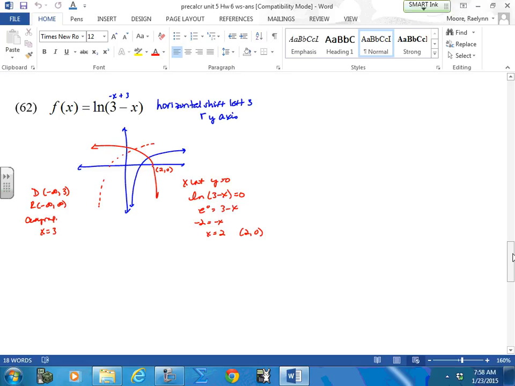In this case, it's shifting left first, and then it's reflecting. If you reflect first, then you'll shift back the other way. You'll just have to reverse your shift, depending on which way you went with it.